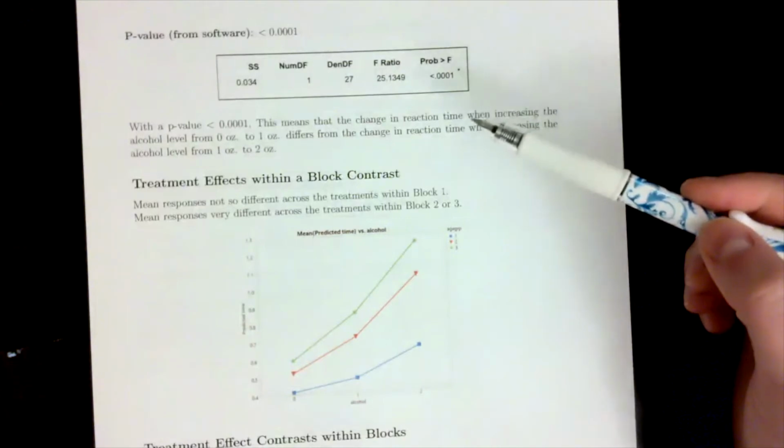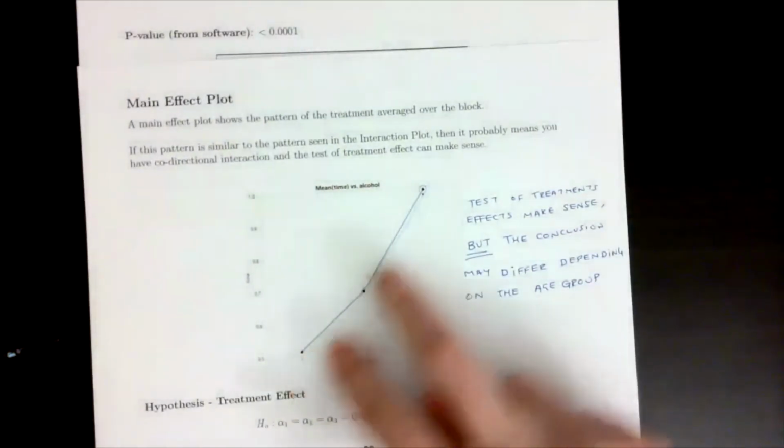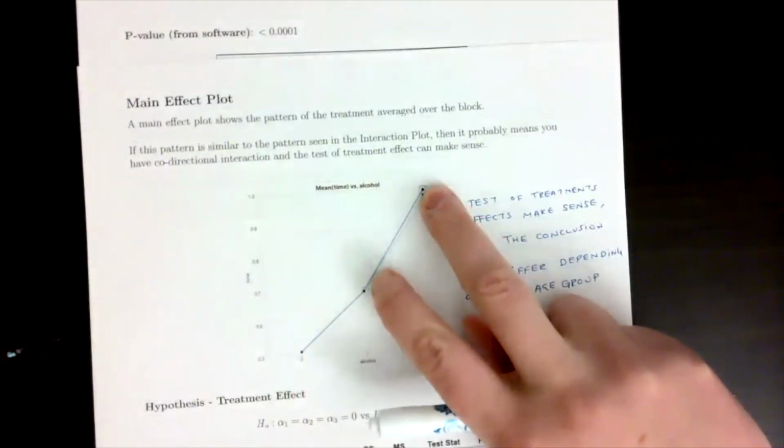And then with this conclusion, with a p-value less than 0.0001, this implies that the change in reaction time when increasing the alcohol level from 0 ounce to 1 ounce differs from the change in reaction time when increasing the alcohol level from 1 ounce to 2 ounce. And that makes sense, especially if we go back and look at our main effects plot. This slope and this slope do look different.